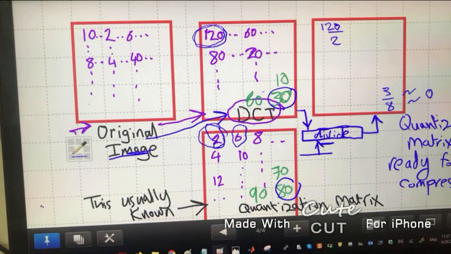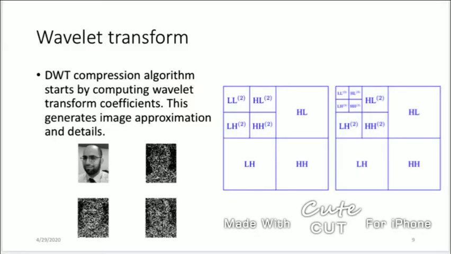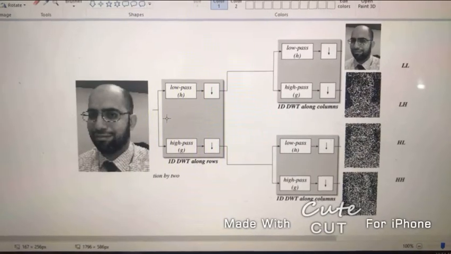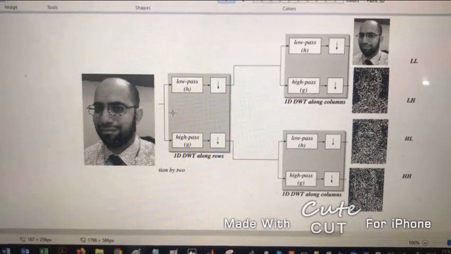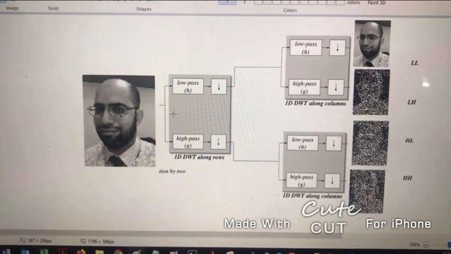Discrete wavelet transform has several advantages over discrete cosine transform. Number one, there is no need to divide an input image into sub-blocks. Number two, it has a higher compression ratio when we compare it to DCT. Number three, it allows localization in the spatial domain. Discrete wavelet transform coefficients are calculated in the following block diagram.